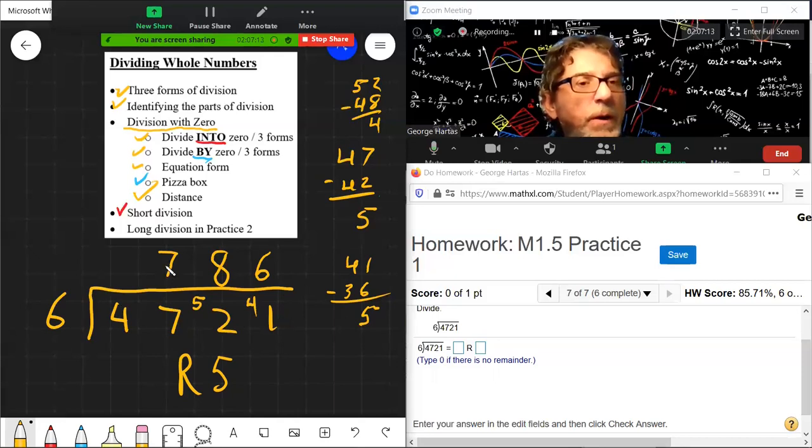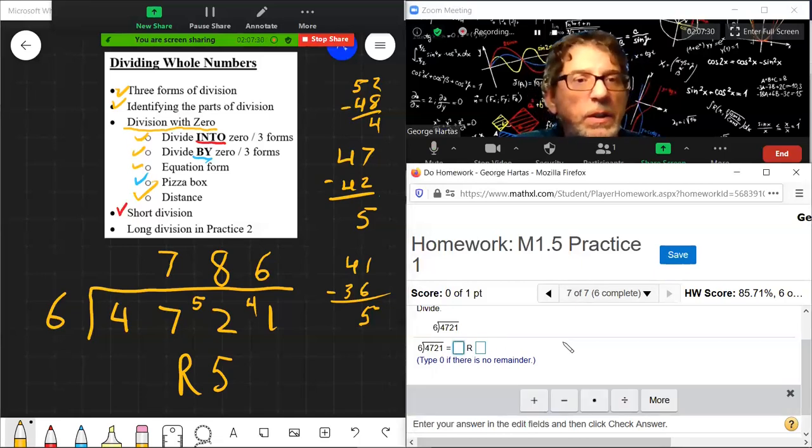So 6 divides into 4,721 786 times, not exactly because there are 5 items left over. So let's see if this works. So 7, 8, 6 are 5.